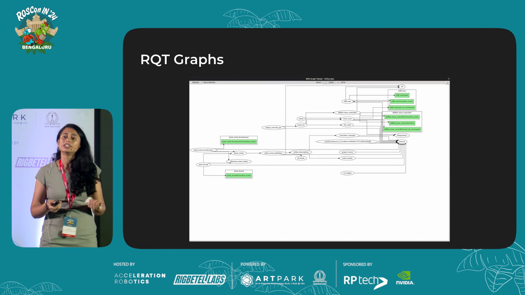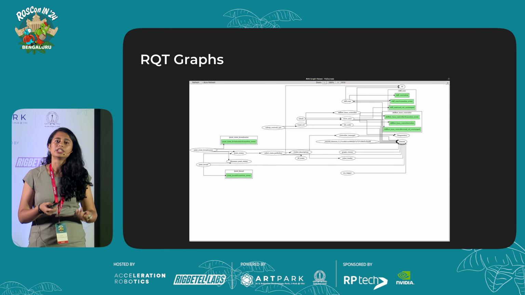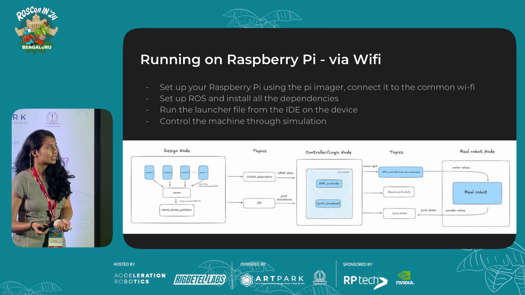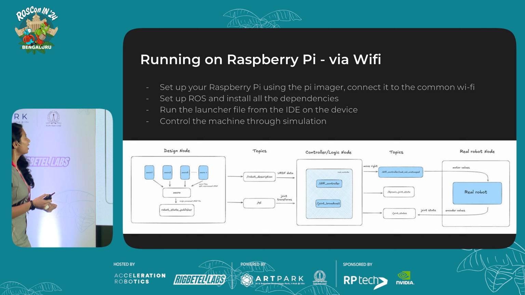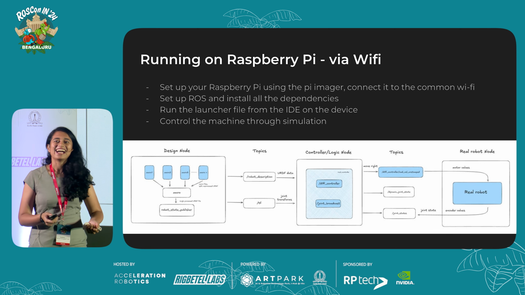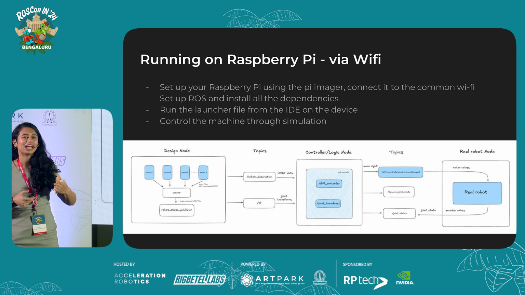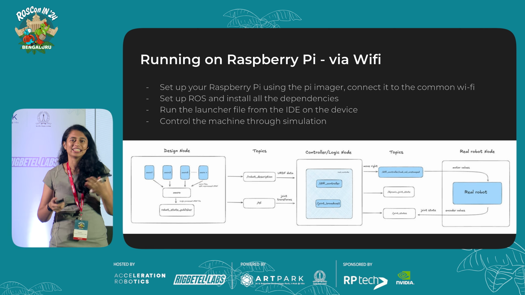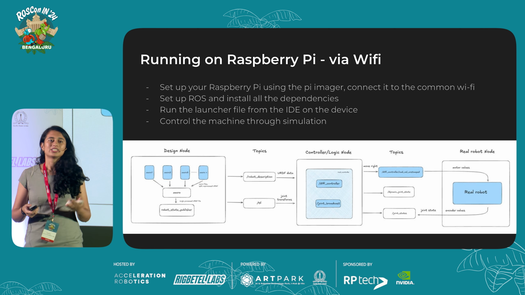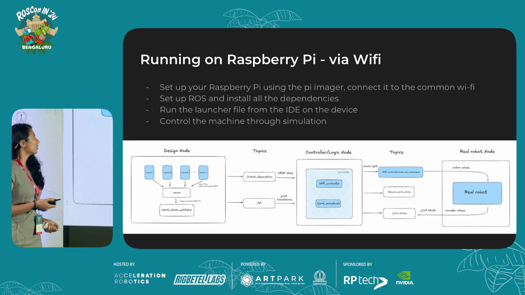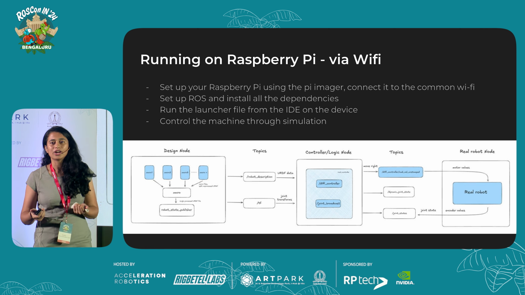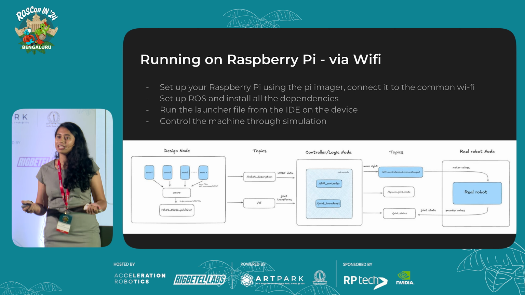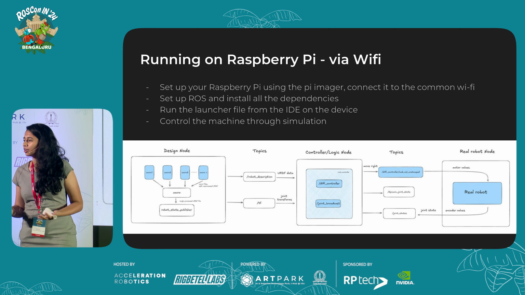There are multiple other debugging tools which we are planning to add, like tracers and stuff like that. And now coming to running it on a real robot. We imagined this flow: get your Raspberry Pi booted up, connected to your Wi-Fi, have all your ROS dependencies ready. And once you launch your IDE, you should be able to see all the Raspberry Pis or all the devices in your network and be able to select and run on it.